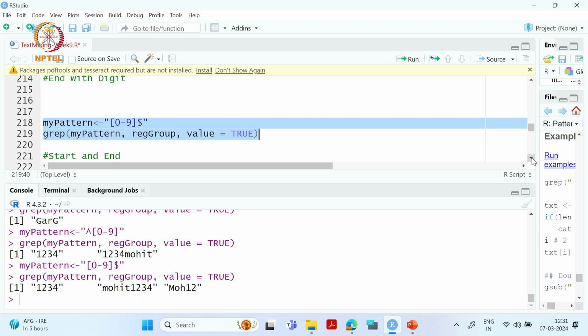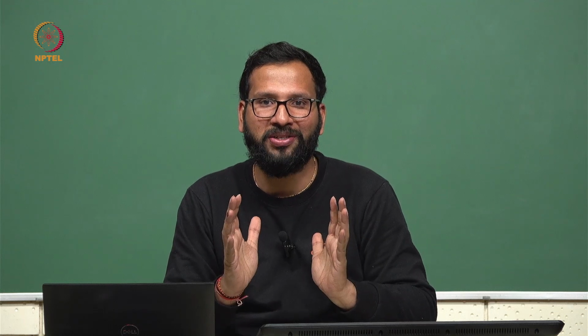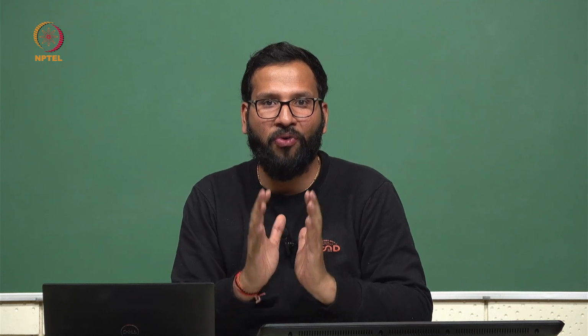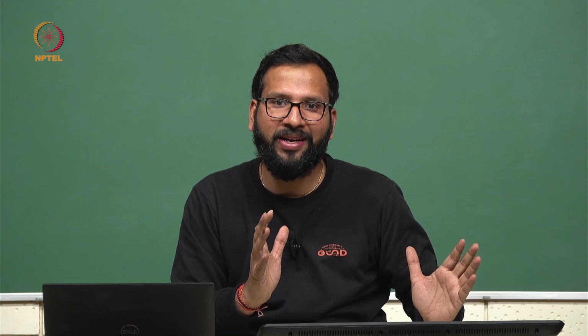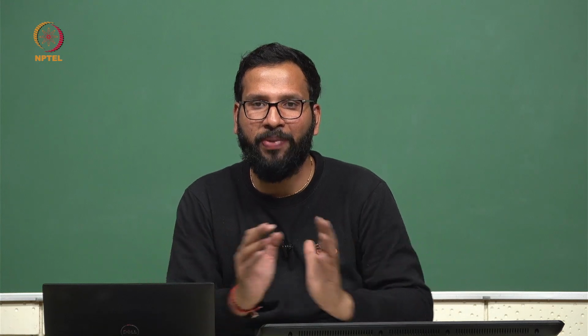Now if we want words starting and ending with a digit, how will we do that? We put the caret symbol, then our condition 0 to 9, and then the dollar symbol. Our focus is that it should start with a digit and end with a digit. In between anything can come. Our focus is this only.